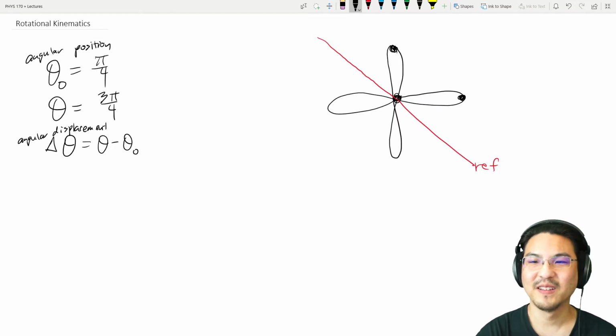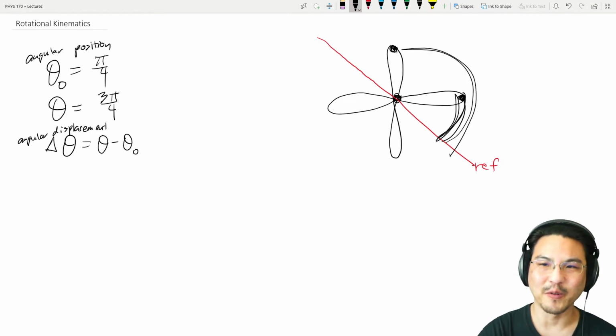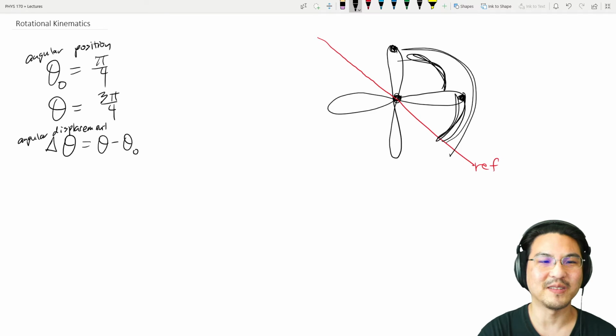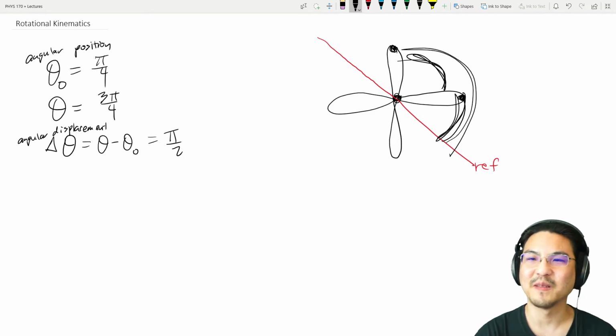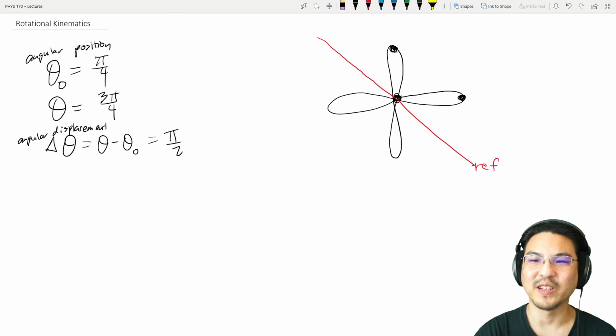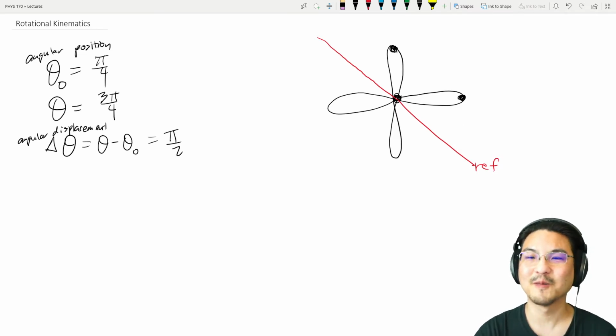However, here, this is pi over 4, 3 pi over 4. The angular displacement is still pi over 2. So the angular displacement won't change. It's invariant with respect to your choice of reference. Okay, so that's angular displacement.